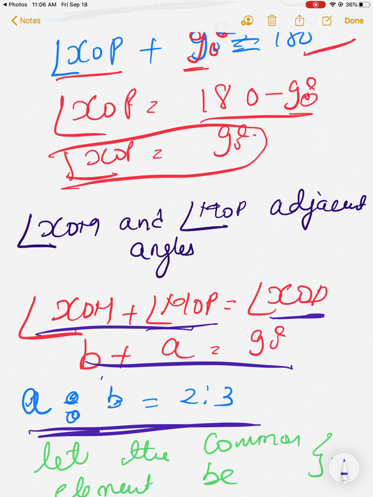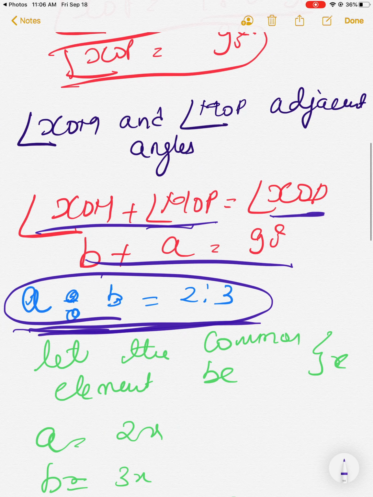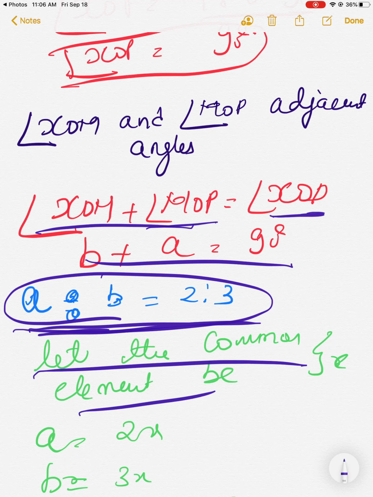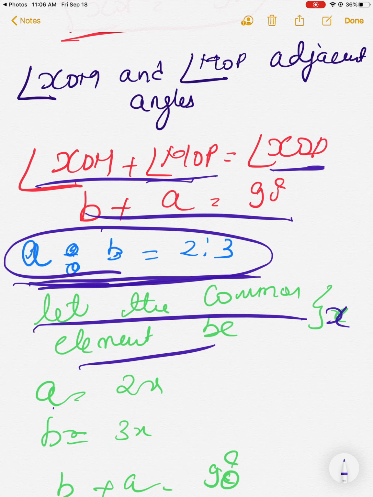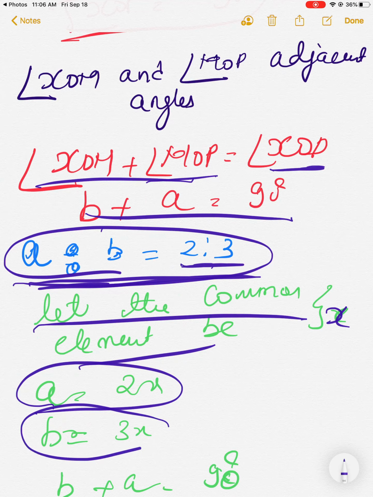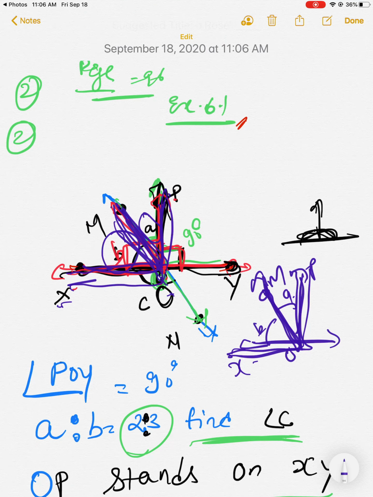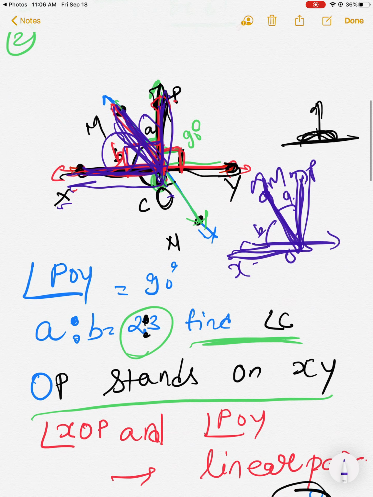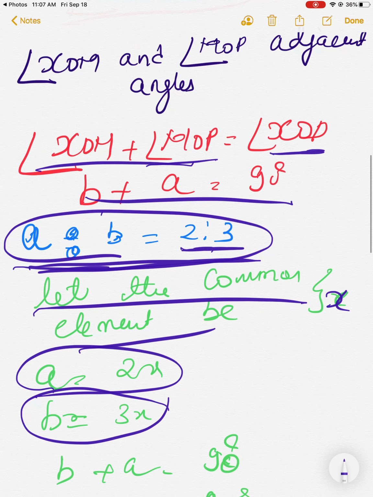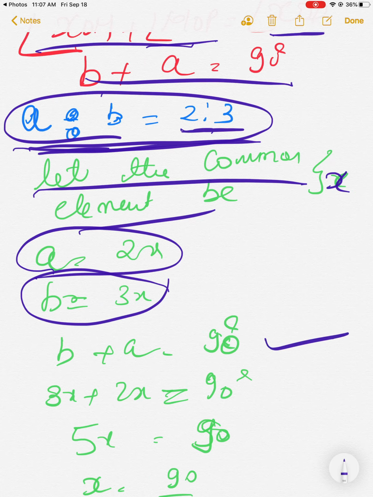Because already A is to B is given as 2 is to 3. Whenever ratios are given, we take a common factor in both angles. So let the common element be x. A is 2x and B is 3x. A and B are making 90 degrees, since XOP we have got as 90 degrees. So B plus A is equal to 90 degrees.